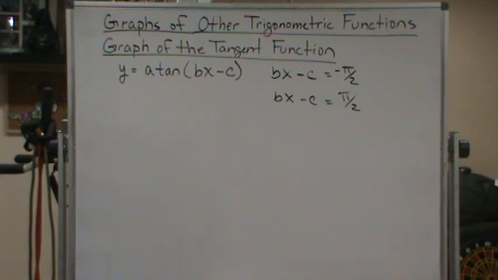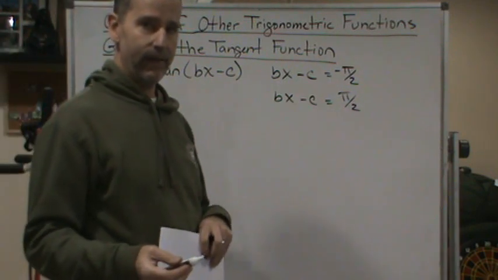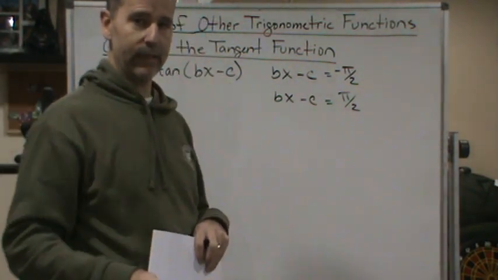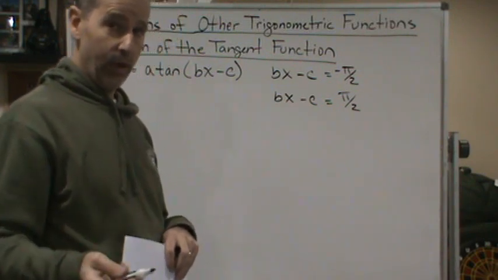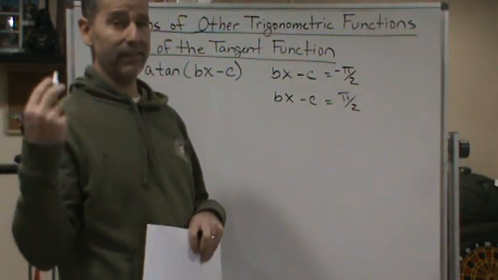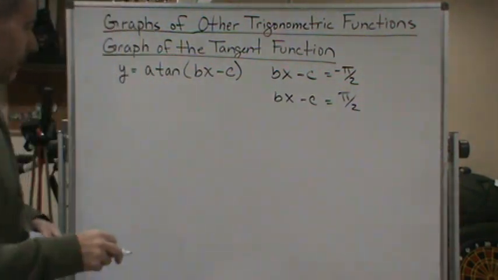Now, the amplitude is undefined, right? There is really no amplitude that we can define here because it goes off to positive infinity and negative infinity in the y direction. So since the range is all real numbers, the amplitude is undefined.